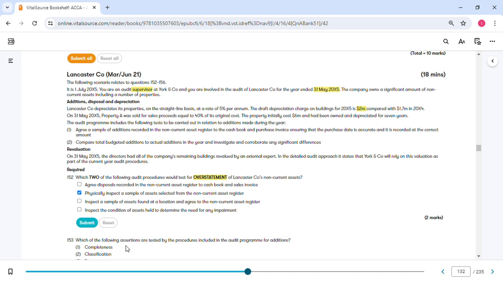We are selling, or we are purchasing? Here we are talking about additions. Is it right? The first point is with respect to additions. The second point is with respect to additions only. Then there is no point of having disposals. The first one is also not. Inspect the conditions of assets held to determine the need for impairment. Is there anything with respect to impairment?